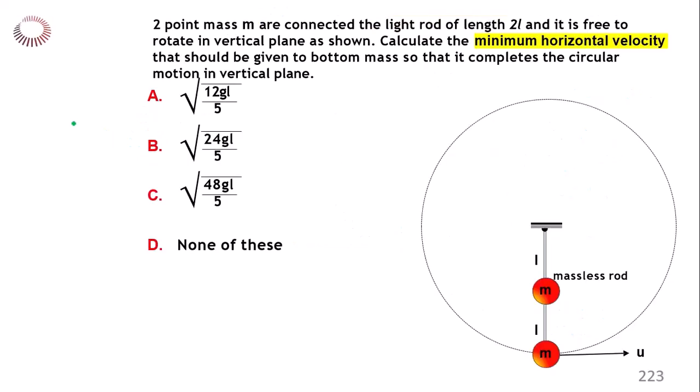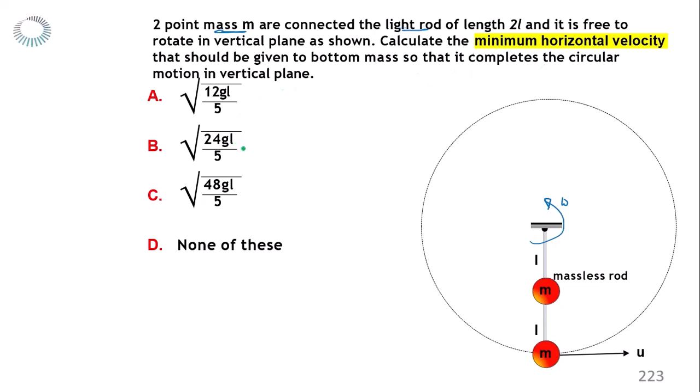So moving on to the next situation, here there are two masses, each of mass m. So two point masses are connected by a light rod of length 2L, each part of length L and L, and it is free to rotate in a vertical plane with angular velocity, let us say, omega. Calculate the minimum horizontal velocity that should be given to the bottom mass so that it completes the circular motion in the vertical.